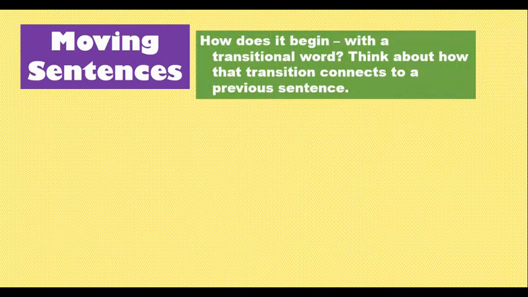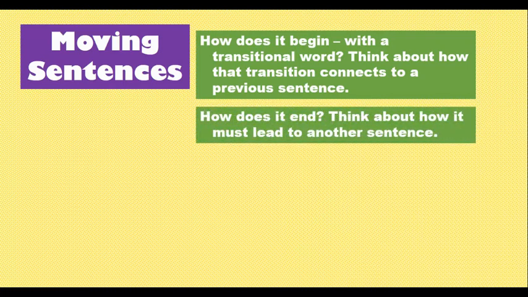Second thing we're going to look at is actually how we move sentences around. So back to that front page, some notes about this. So when they ask us to move an entire sentence, think about how it begins. Is there a transitional word in that sentence? So think about maybe how that transition connects to the previous sentence. Something else to think about is maybe how does a sentence end? So think about how it begins and now think about how the sentence ends. And think about how it ends and how's that going to lead on to the very next sentence as you're kind of figuring out where you want to put it.